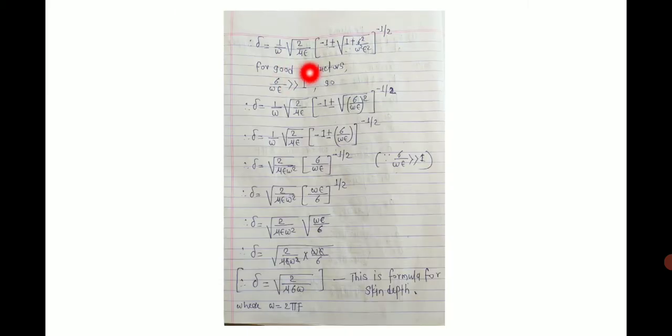But for good conductors, the ratio sigma divided by omega epsilon is greater than 1. That means this ratio is greater than 1. So delta is equal to 1 divided by omega square root of 2 divided by mu epsilon, in bracket, minus 1 plus this ratio, sigma divided by omega epsilon, which is greater than 1.